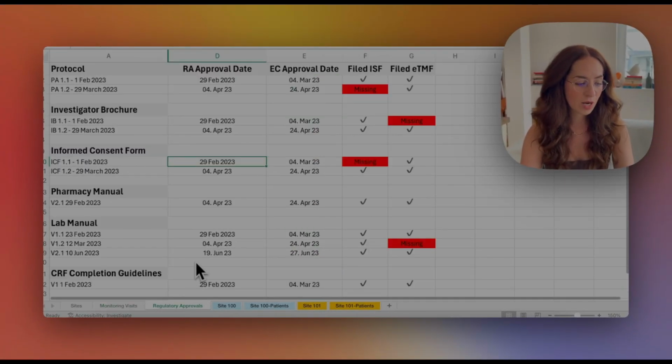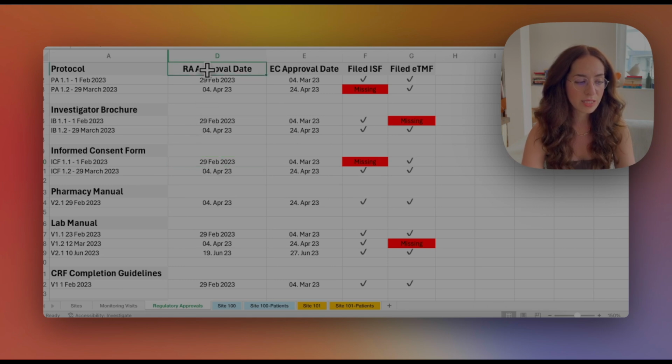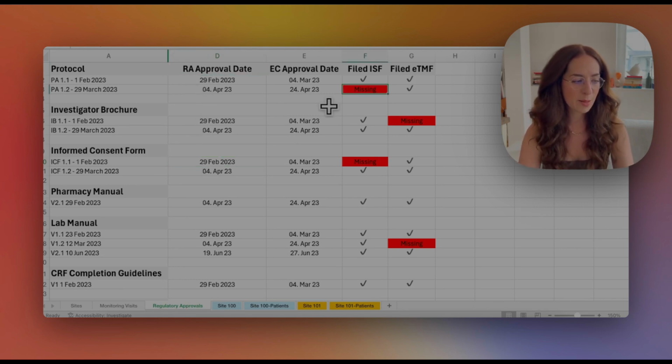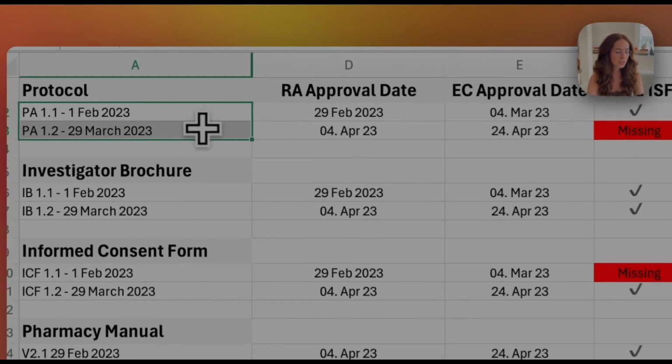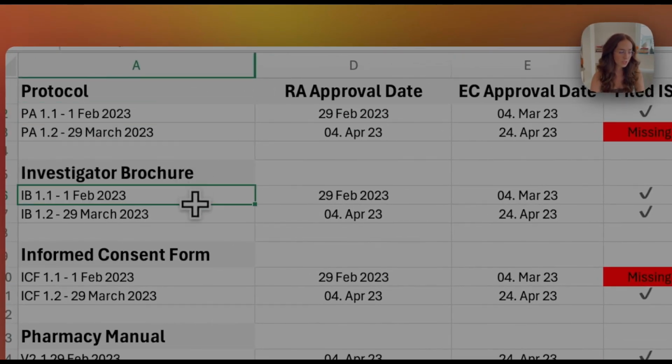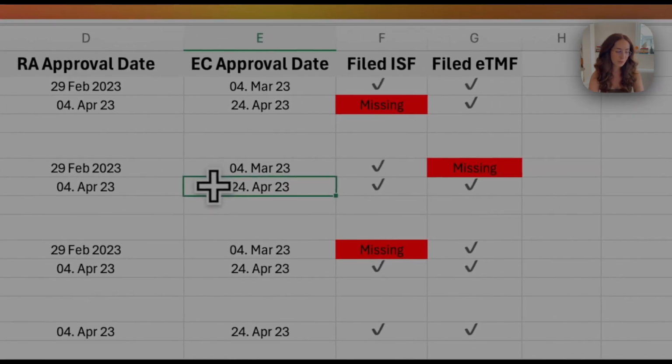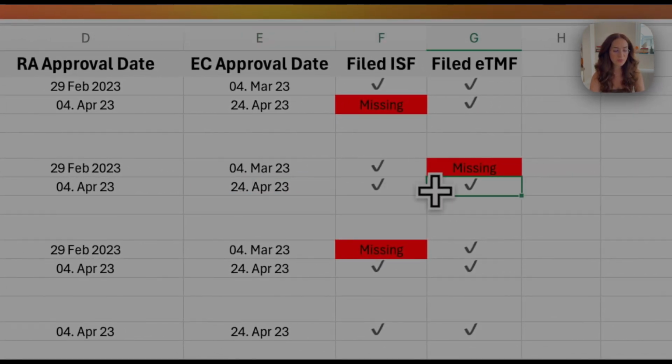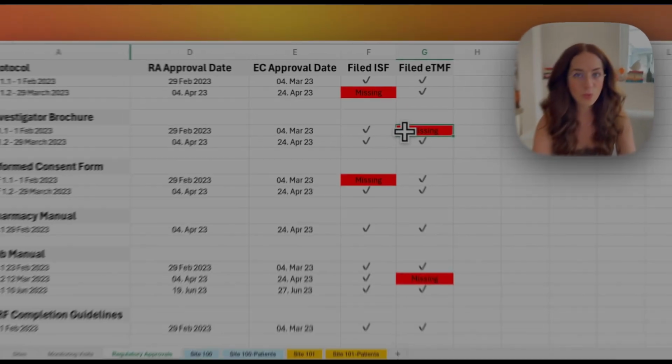Next, I like to keep track of my regulatory approvals, both ethics committees and regulatory authorities if you have that in your specific country. And just by looking at this tab, I know that there have been 2 versions of the protocol, there have been 2 versions of the investigator brochure, I have the dates when these were approved by both the regulatory authorities and the ethics committees, and I know where I am missing to file these documents, but I know that I'm missing in the ETMF version 1.1.